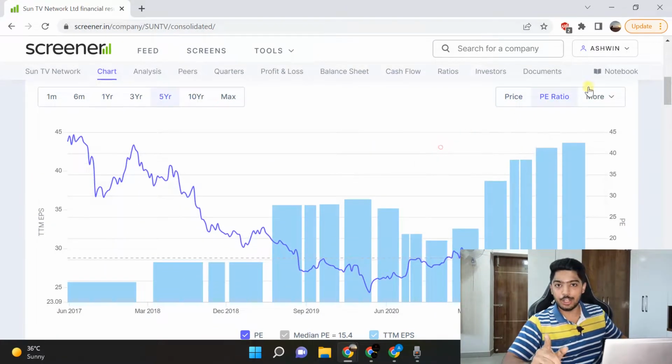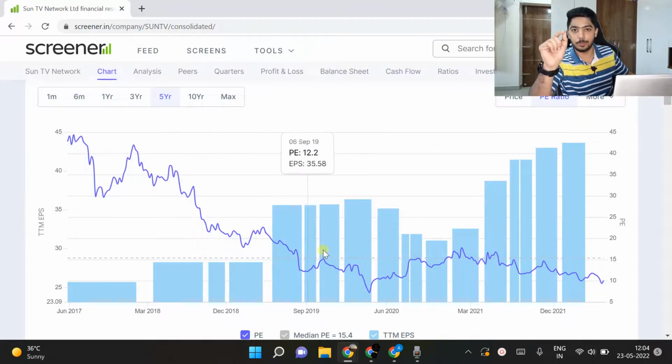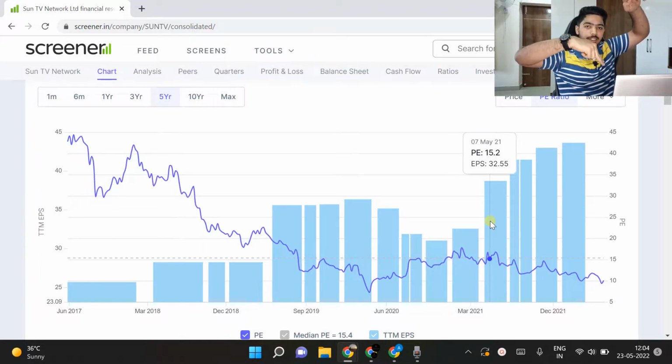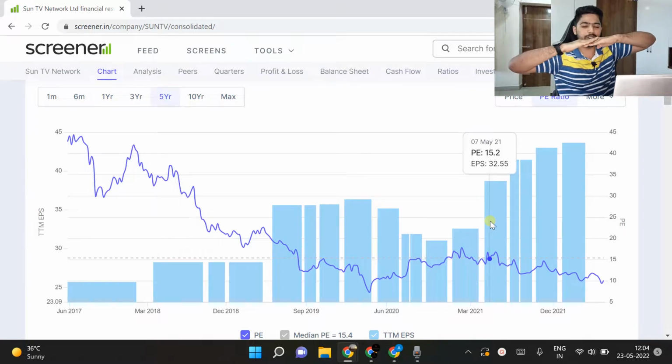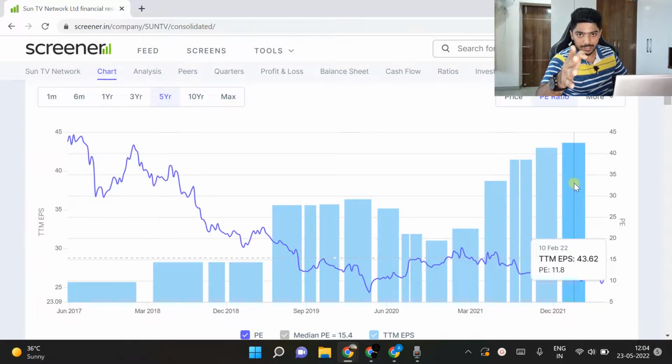Price to earnings ratio. This bar chart shows the EPS, earnings per share, and this line shows the price to earnings ratio, PE. See, the PE, the cost of the stock, is gradually decreasing, and the earnings per share is gradually increasing. Actually, what is PE? Price divided by earnings, right? So earnings per share is increasing, but the PE is decreasing. So price also should increase, right? It should be in the same line. But see, it has been decreasing and it has been increasing. So it is a good sign. It's a positive sign. Two positive signs.